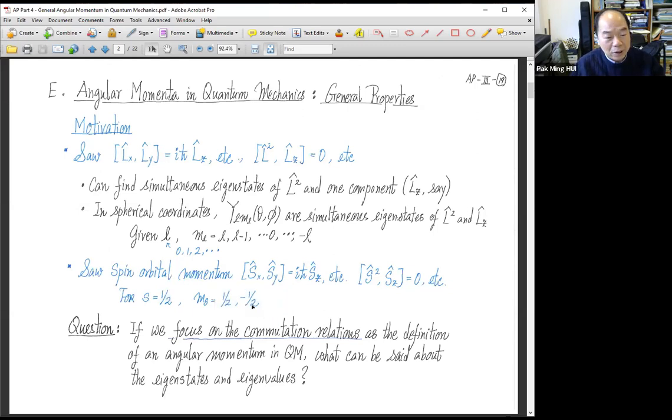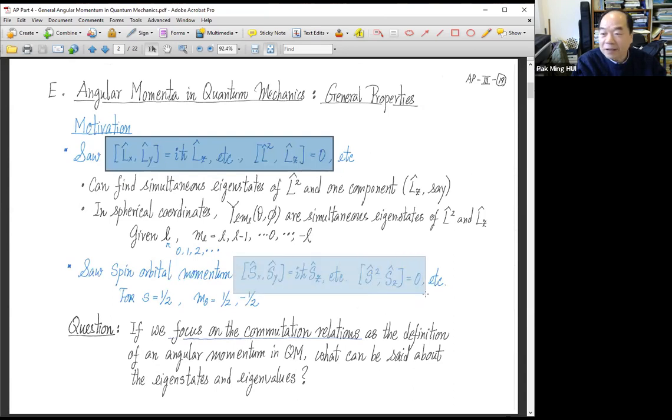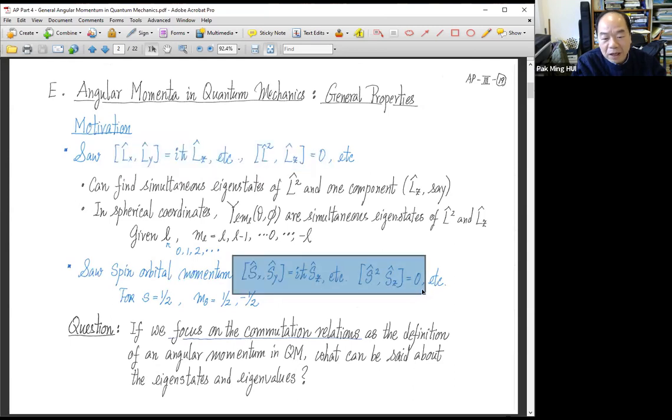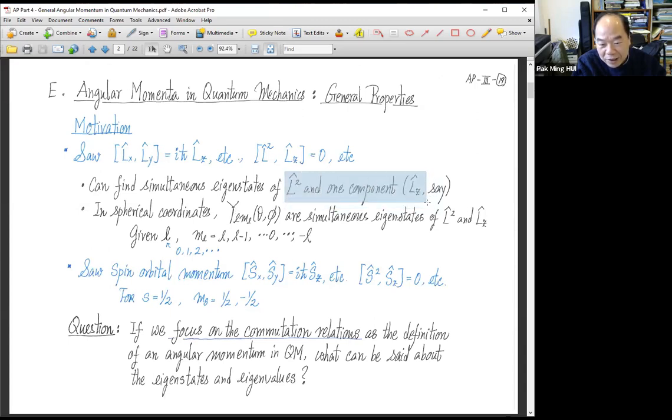All right. So for the two angular momenta, there are some common features. They obey the same commutation relations. And then you have seen the quantum numbers, the simultaneous eigenstates of L square and Lz, S square and Sz have some common features. All right. So it's natural to ask the following question.